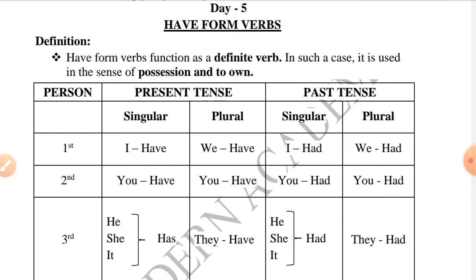So here the definition is given. Have form verb functions as a definite verb. In such a case, it is used in the sense of possession and to own, which means definite.